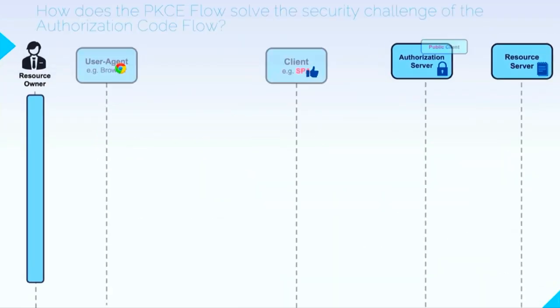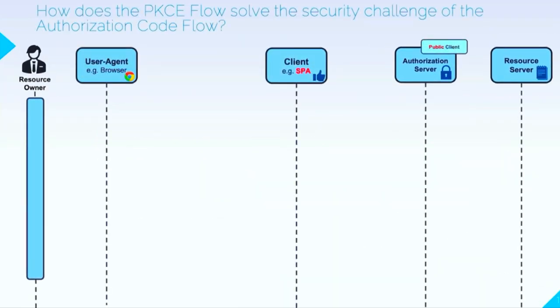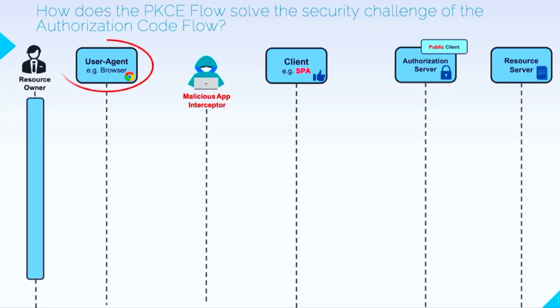Now let's see how the PKCE flow addresses the security challenge of the authorization code flow that we covered in the last lesson. Once again, we have the same malicious application, an interceptor that's capable of monitoring and intercepting browser or network traffic. This time, the user agent is, for example, a browser, and the client is a single page application, configured as a public client in the authorization server.